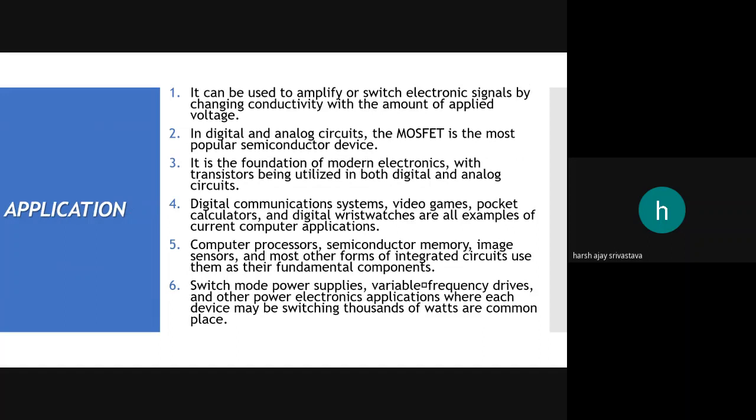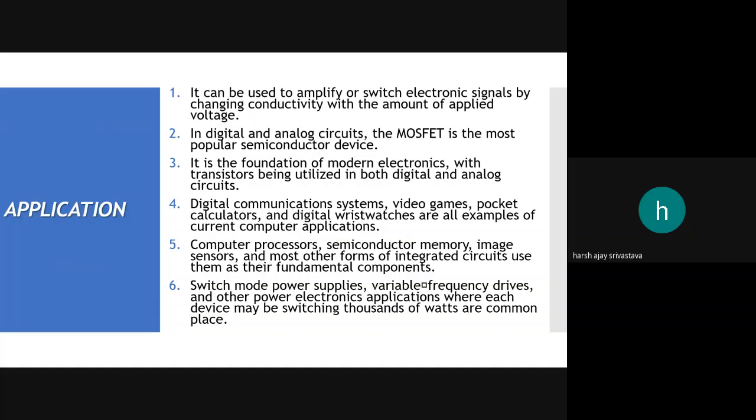So in MOS modeling, one application is to amplify or switch an electronic signal by changing the conductivity with the amount of applied voltage. In digital and analog circuits we also use MOS modeling, since the MOSFET is the most popular semiconductor device, as you know. The third point is that it is the foundation of modern electronics, with transistors being utilized in both digital and analog circuits.